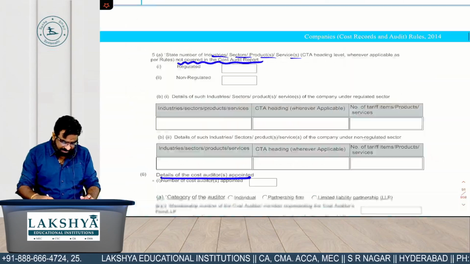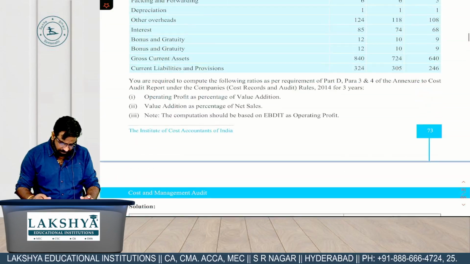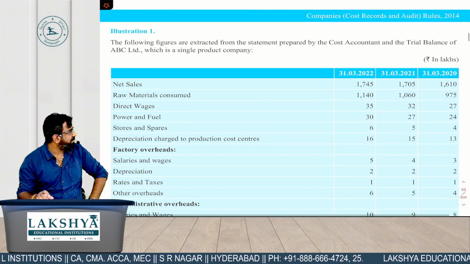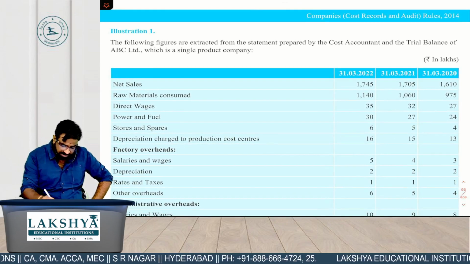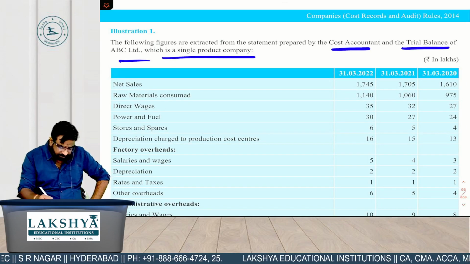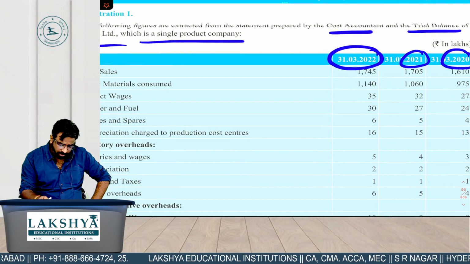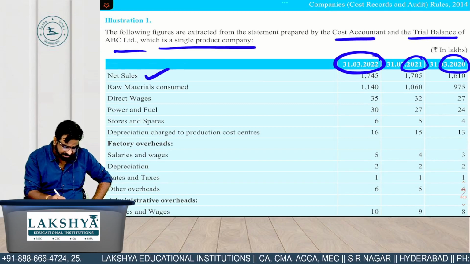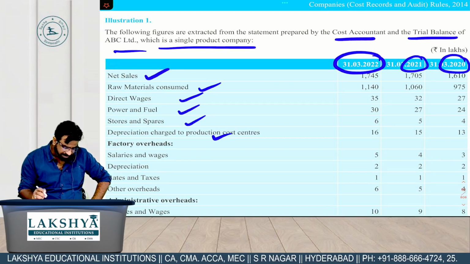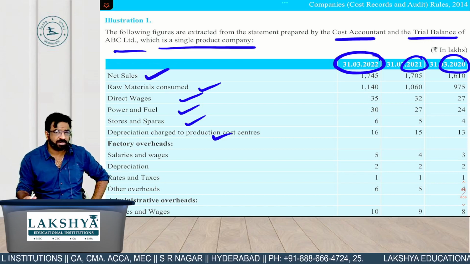Now let's see the first question. Okay, so look at the question, everyone. The following figures are extracted from the statement prepared by the cost accountant and the trial balance of ABC Limited, which is a single product company. There are figures for three years, 2022, 2021 and 2020. You have been given net sales, raw material consumed, direct wages, power and fuel, stores and spares, depreciation. Depreciation we are definitely not going to consider because depreciation is a non-cash item. It's a non-monetary item.